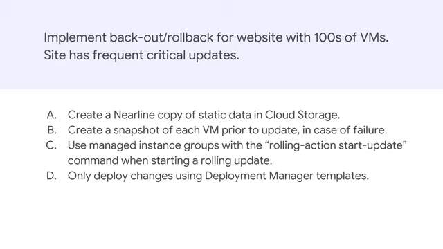Use managed instance groups with the rolling action start update command when starting a rolling update. Only deploy changes using deployment manager templates. The correct answer is C.